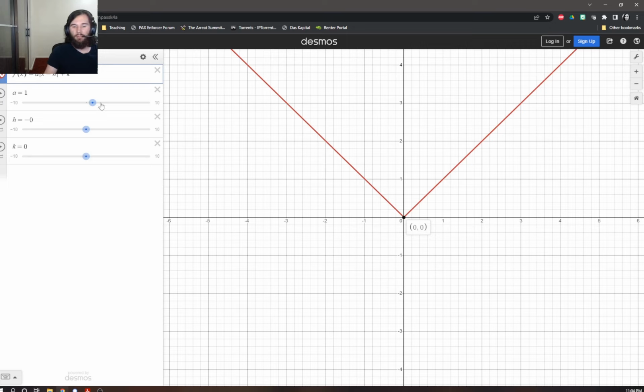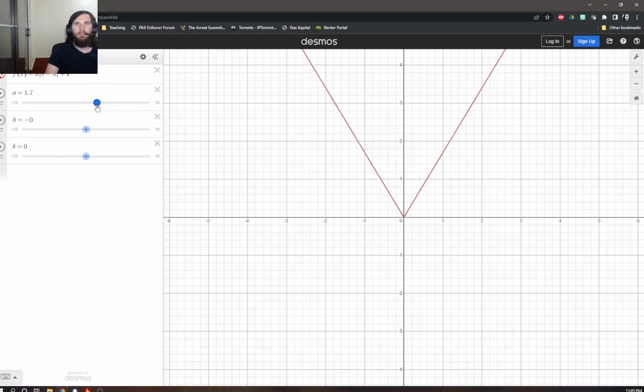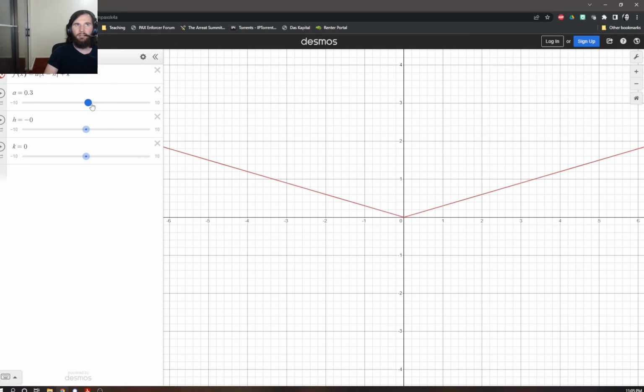So if you recall in geometry with shapes, when we multiplied, we were doing dilations. We made things bigger or smaller, which, as you can see, if I make the a bigger than 1, it is stretching the V. I'm like grabbing it like a rubber band and pulling it. It is stretching the V upwards. And then as a gets smaller, it compresses it and it makes the V wider.